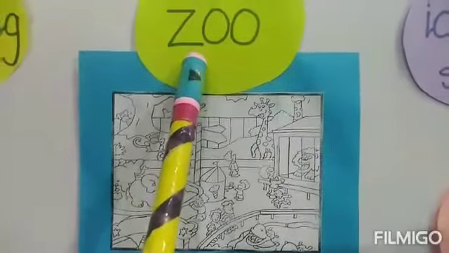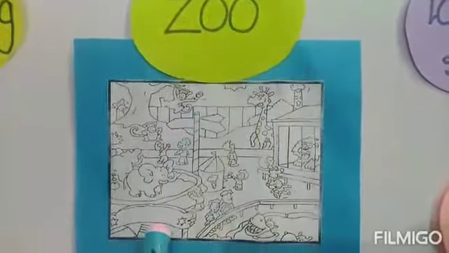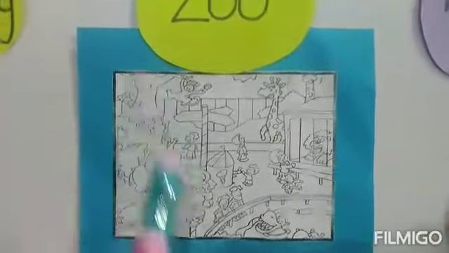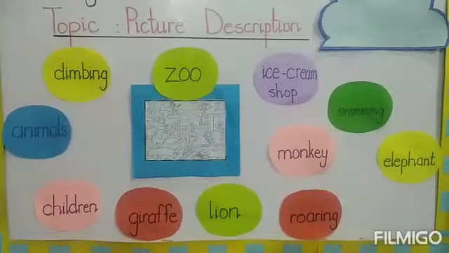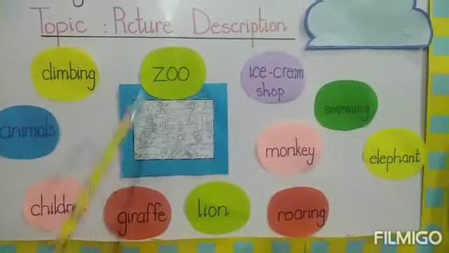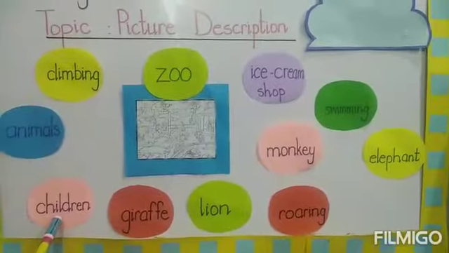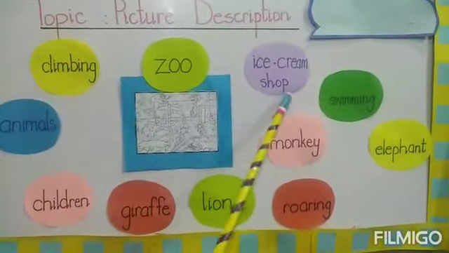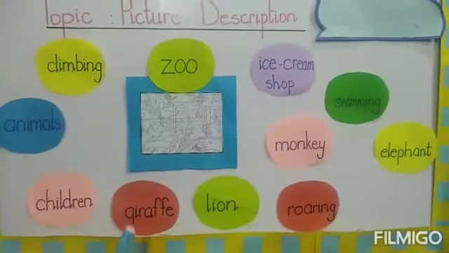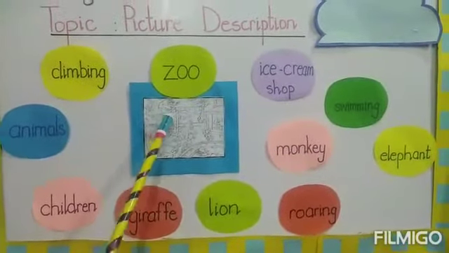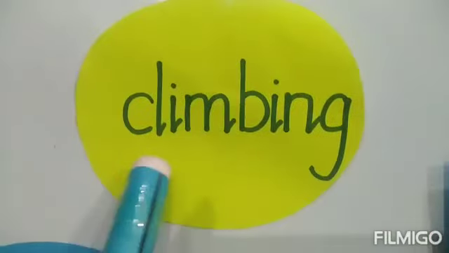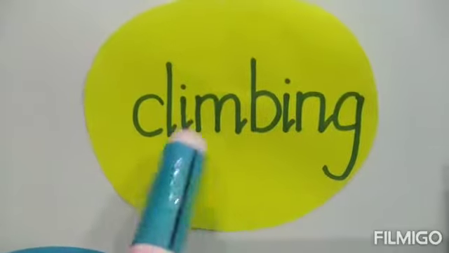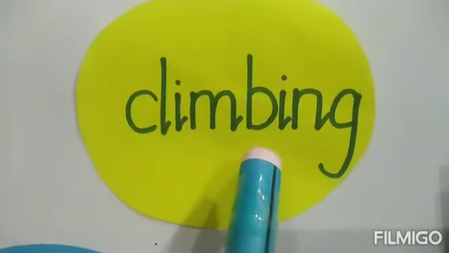Here is a helping word, zoo. This is a picture of a zoo. Here I have pasted some more helping words for you about this picture. Zoo, children, ice cream shop. Let's make sentences. Okay. What is this? This is a monkey. What is monkey doing? Here we have a helping word. Monkey is climbing. Monkey is climbing the tree.